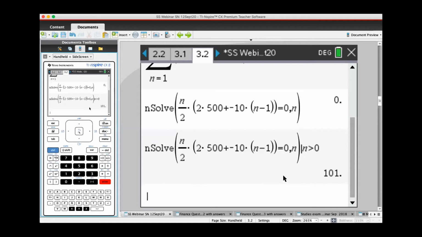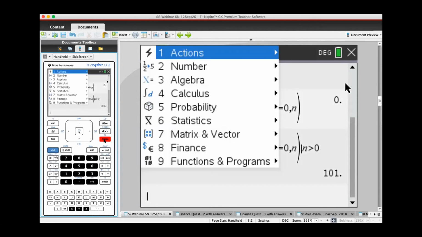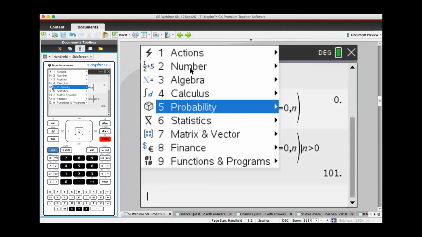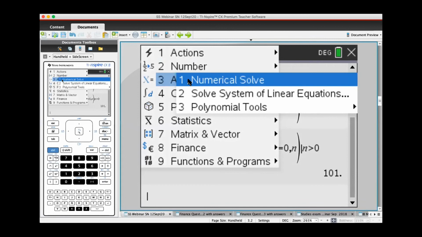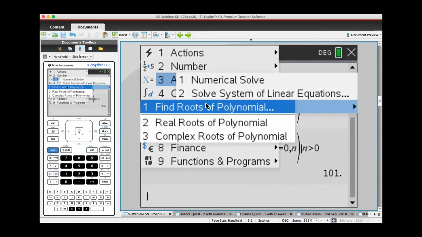All right. Now, alternatively, I can get the same thing using polyroots. I will show you how to do that. We go to menu, you go to algebra. Now, when would you use polyroots? You'd use it to solve any equation that is higher than linear. Since quadratic is higher than linear in terms of the degree, I'm going to find the roots.